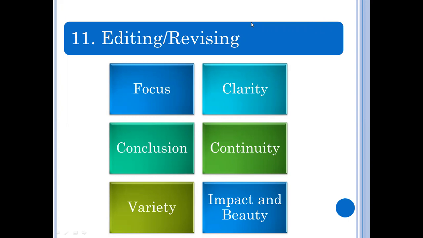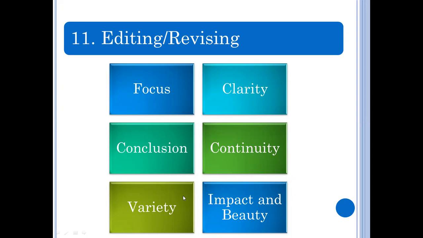Also, we have to edit for conclusion. So for editing for conclusion, keep your speech short, simple, and clear by eliminating unrelated stories and sentences and by using simple words only. Also, you need to edit for continuity because you need to keep the flow of your presentation smooth by adding transition words and phrases.